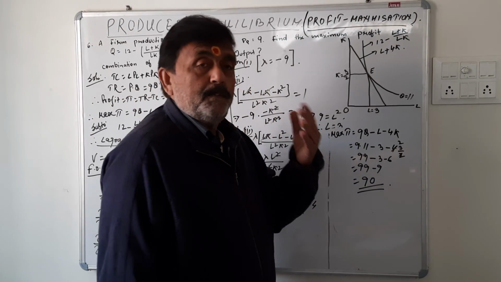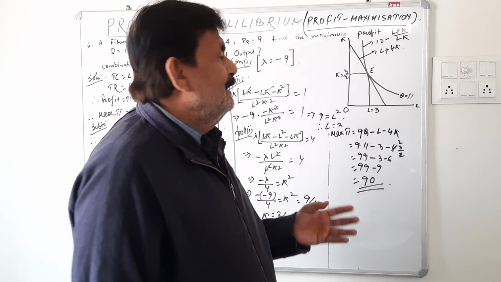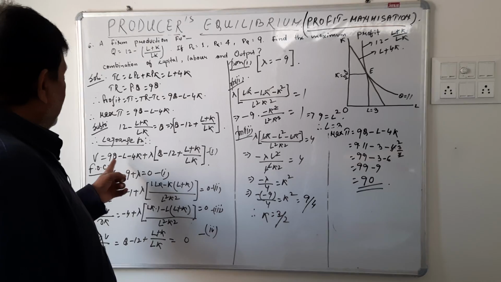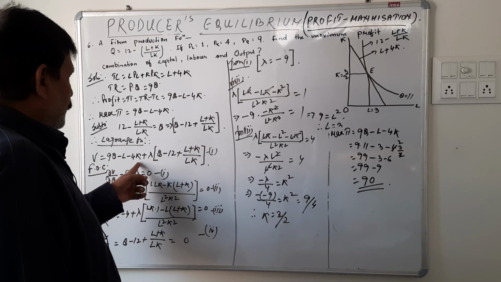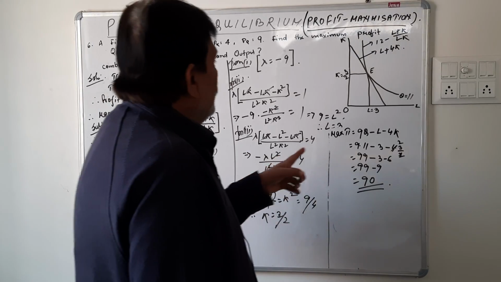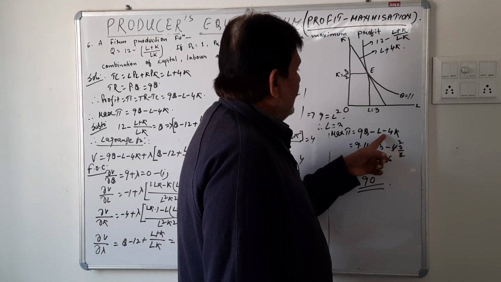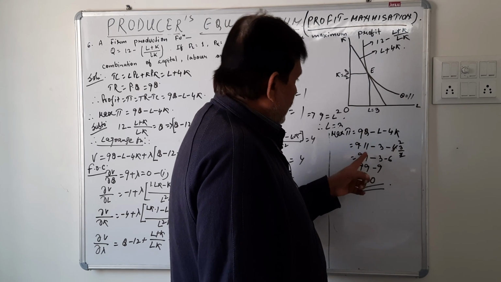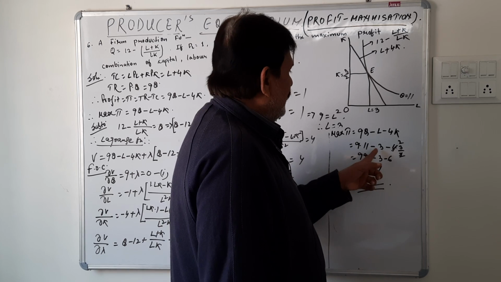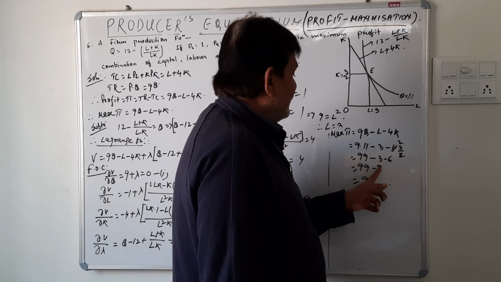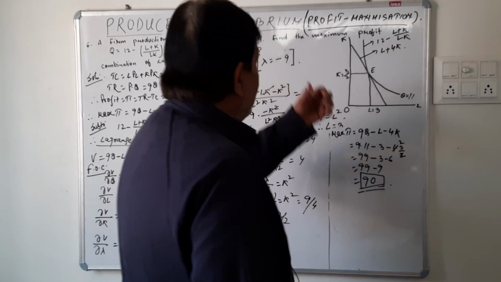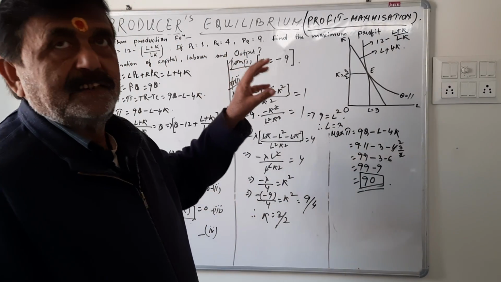Now, to know the maximum amount of profit, how much profit would be earned by the producer, we have just maximized the profit. So we seek the profit function. Here is the profit function, 9Q minus L minus 4K. We have the values of Q, L and K. We simply put these three values in the pi function: 9Q, where Q we have got as 11, minus L is 3, minus 4K where K is 3 by 2. So this becomes 99 minus 3 minus 6, which is 90. This is the total amount of profit to be earned by the producer with this production function and this cost structure.